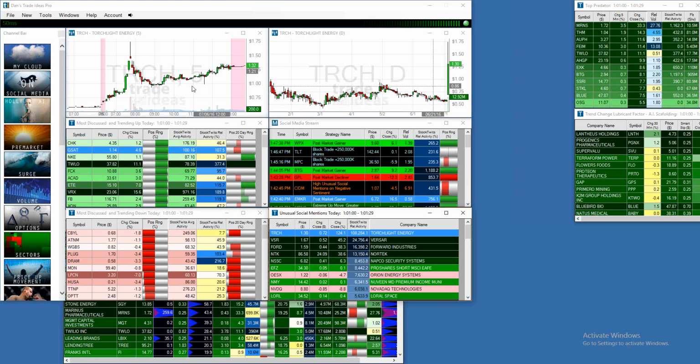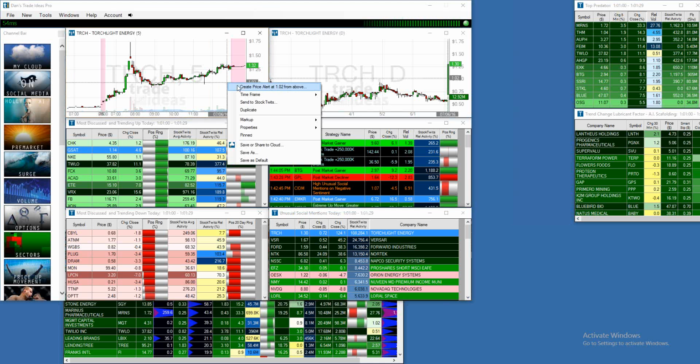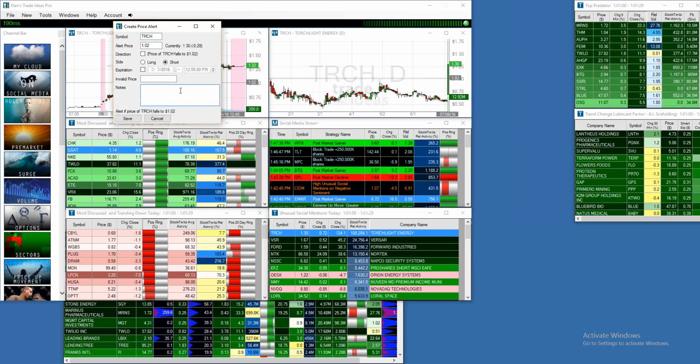So again, in this case, as I'm watching this Torchlight, and I'm seeing a trade, what I'm going to say is that I'm going to let it pull back, and I'm going to say this would be still a good buy.